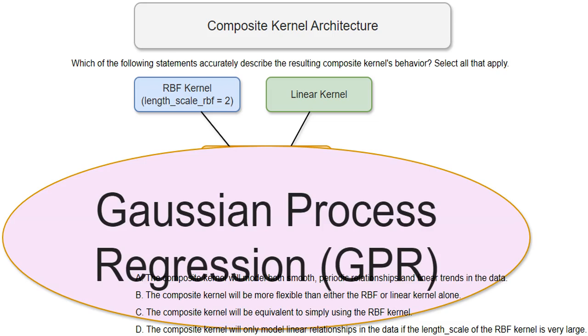I use Gaussian process regression, a powerful machine learning technique, to predict continuous values.